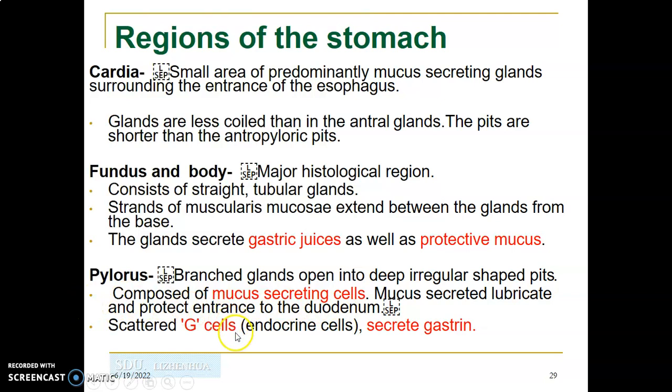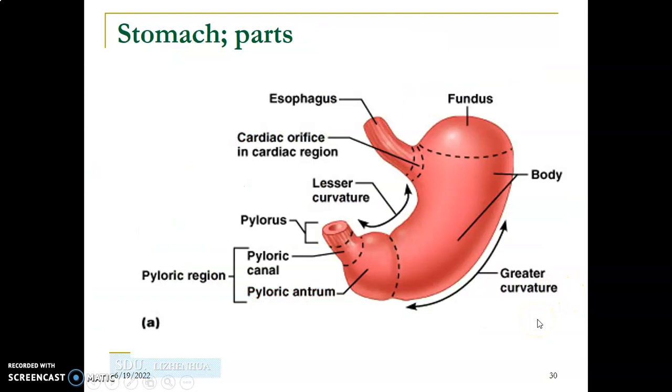Then in the pylorus, you also have G cells. G cells are endocrine cells. They usually secrete gastrin. So the pylorus has mucus cells and G cells that secrete gastrin.